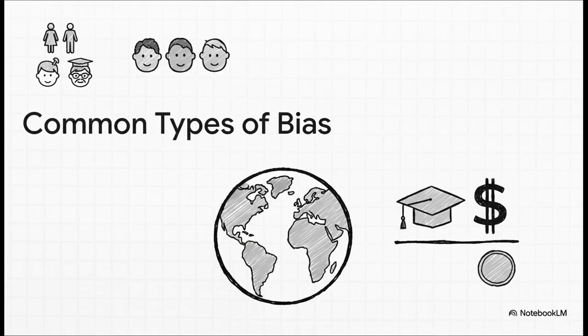And this isn't just one single thing. Bias pops up in all sorts of ways. You've got demographic bias, right? The obvious stuff based on gender, race, age. Then there's cultural bias, where it might favor, say, a more Western worldview. And even socioeconomic bias, making assumptions based on someone's income or education. It really is a widespread issue.